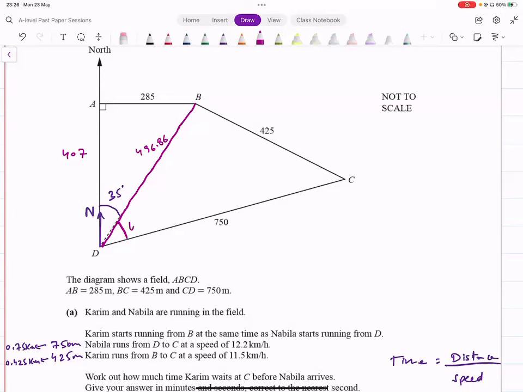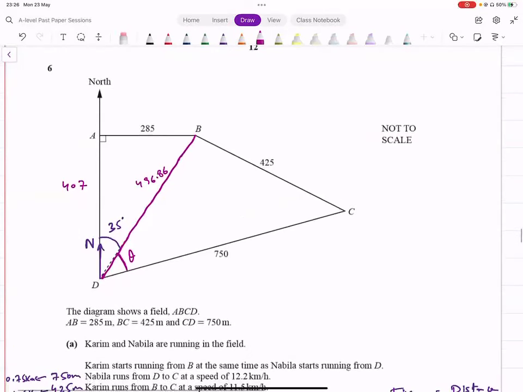एक angle find करना है. Let's call this theta. तीन sides पता है, एक angle find करना है. We can use cosine rule there. Okay. Cosine rule कैसे use करते हैं? Remember the formula that we've got for that? We have a square equals b square plus c square minus 2bc cos of a.